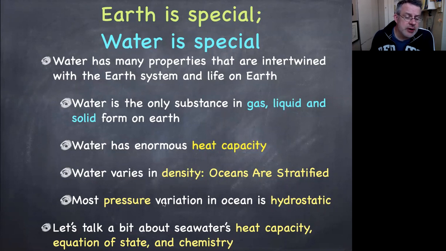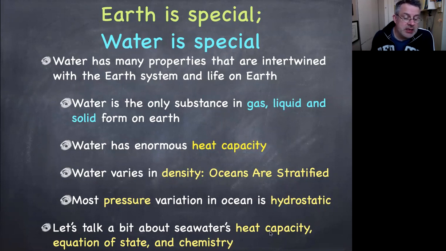Most of the pressure variation in the ocean is hydrostatic. We're going to talk a lot about that in the next lecture, but we'll hint at it a little bit here. It basically means that the pressure increases with depth when the water is not moving. But first, we're going to talk a little bit about seawater's heat capacity, equation of state, and chemistry.